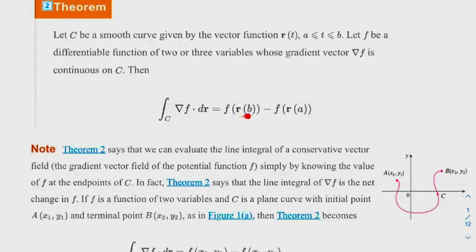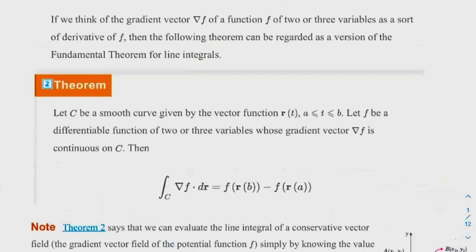This is the vector that starts at the origin and points to this one, okay? Points to the ending, okay, r(b), okay? This is a vector that points to that. So it's the function value at that vector, subtracting the function value at the vector that corresponds to the beginning of the curve, like that. So they're very similar, right?